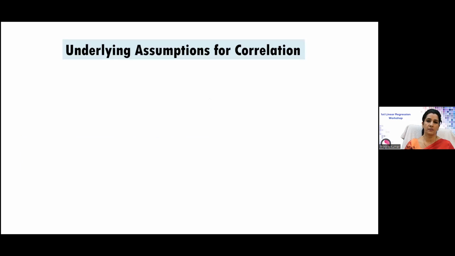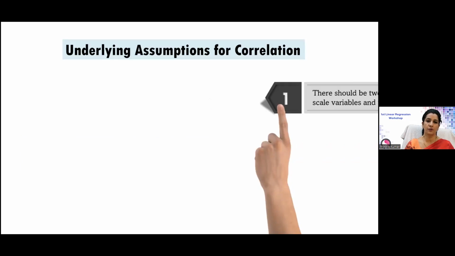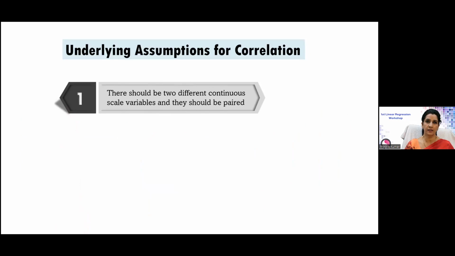So now there are some underlying assumptions of this correlation. So what are those underlying assumptions? The first assumption is both the data should be continuous in nature and it should be paired data, meaning it should be the values on the same individual.